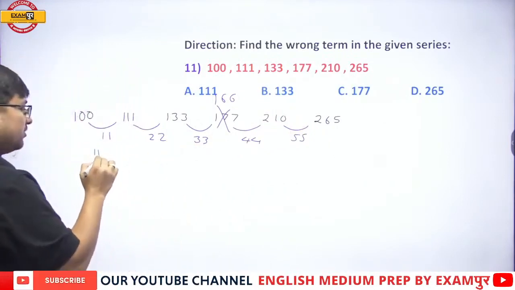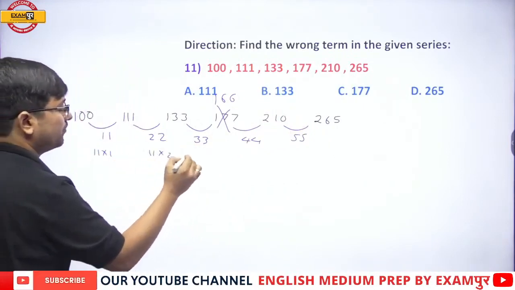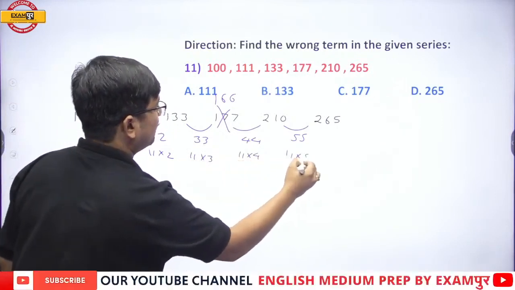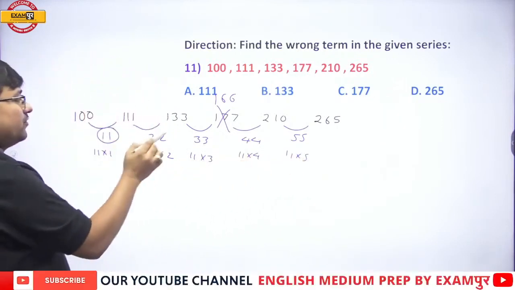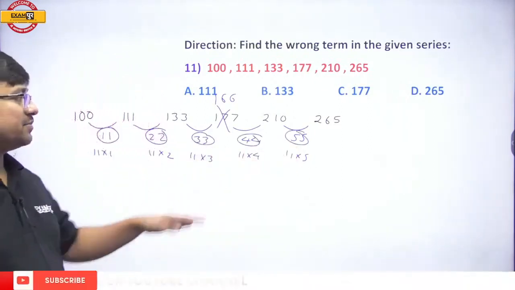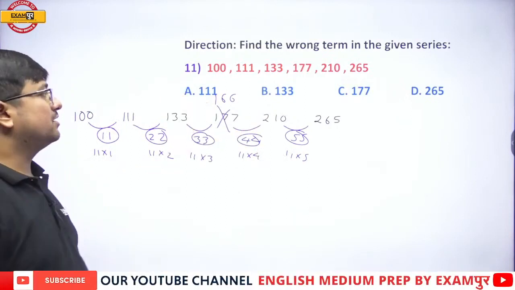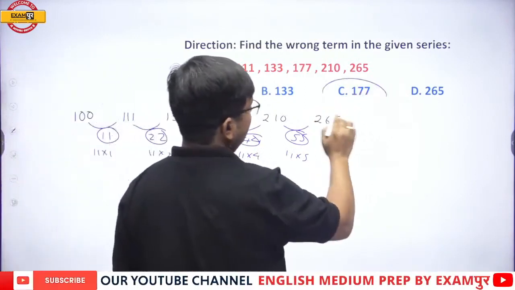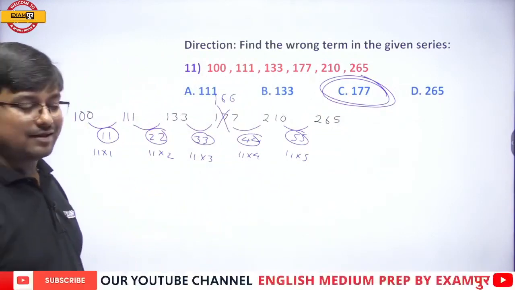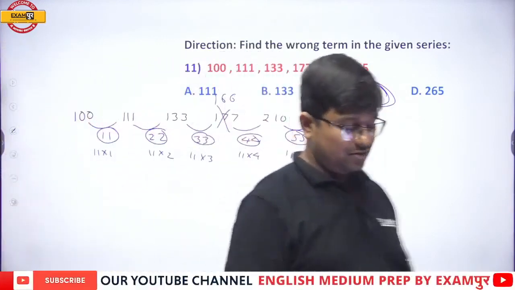So 11 into 1, 11 into 2, 11 into 3, 11 into 4, 11 into 5. So you can see 11, 22, 33, 44, 55. And now the things are as per this. The wrong term is obviously 177. It is 177. Getting it, everyone? Yes or no, guys?